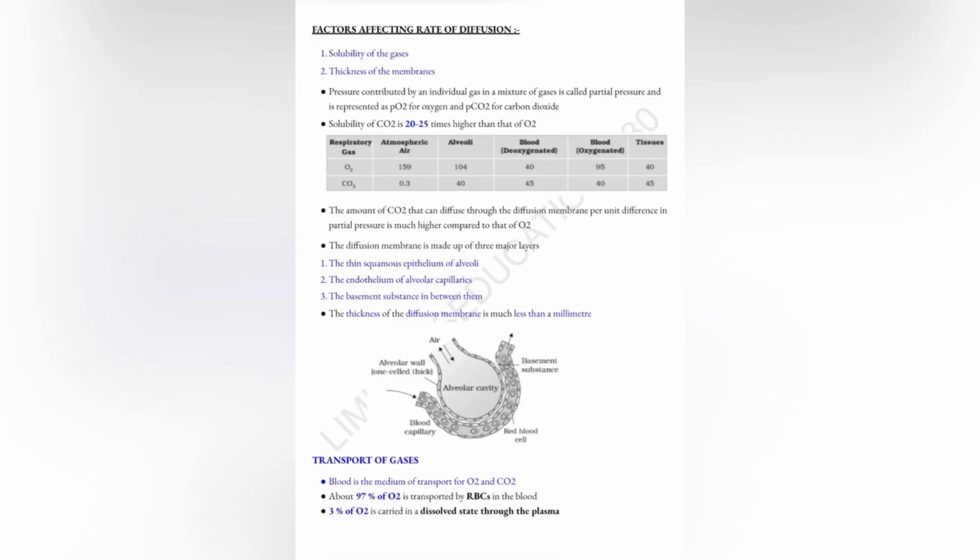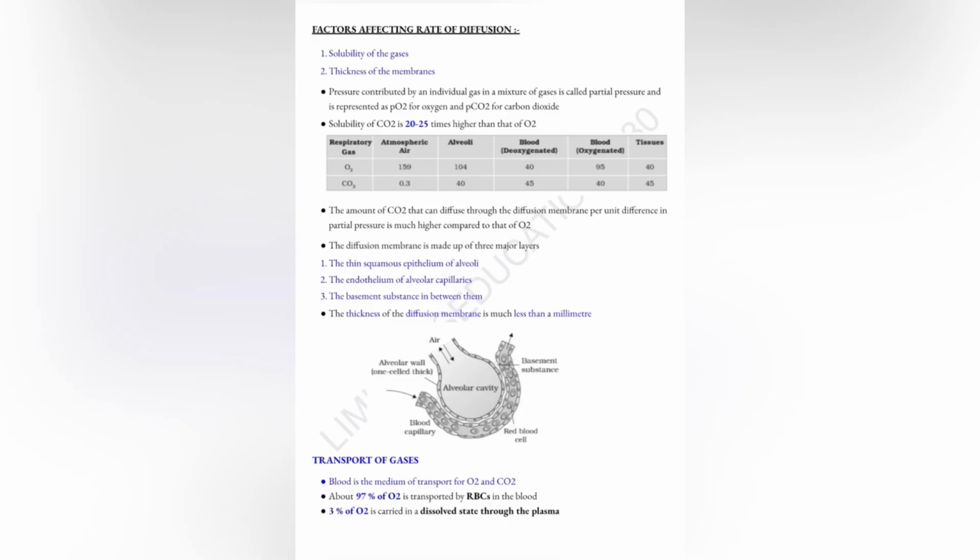The diffusion membrane is made up of three major layers, and these three layers are very important. The first one is the thin squamous epithelium of alveoli, and the second one is the endothelium of alveolar capillaries, and the third one is the basement membrane, which is present between the epithelium and the endothelium. The thickness of the diffusion membrane is less than a millimeter.